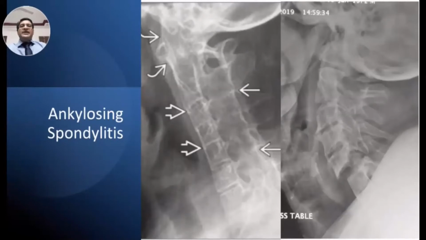Fusion of all vertebrae anteriorly and posteriorly indicates ankylosing spondylitis. In trauma cases, it may indicate fracture.